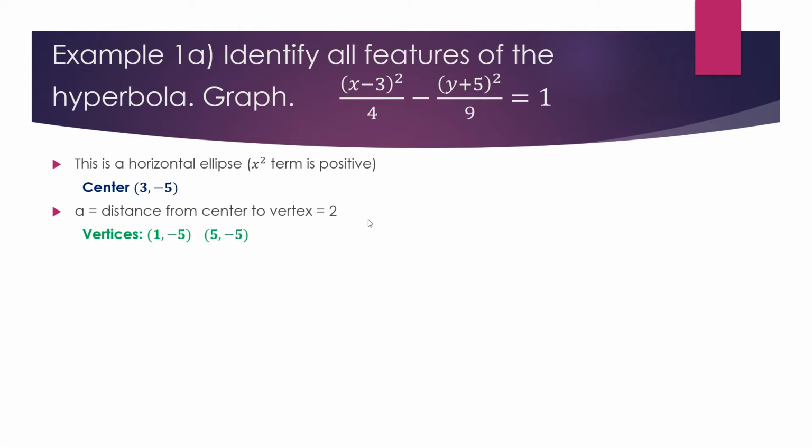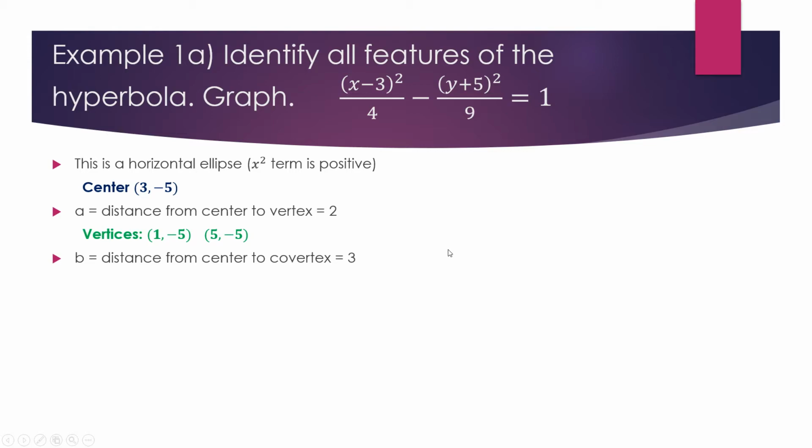Okay, sorry, let me back up. Got ahead of myself. Because this is horizontal, our vertices are going to be 2 spaces to the left and right of our center, which puts them at 1 comma negative 5 and 5 comma negative 5.